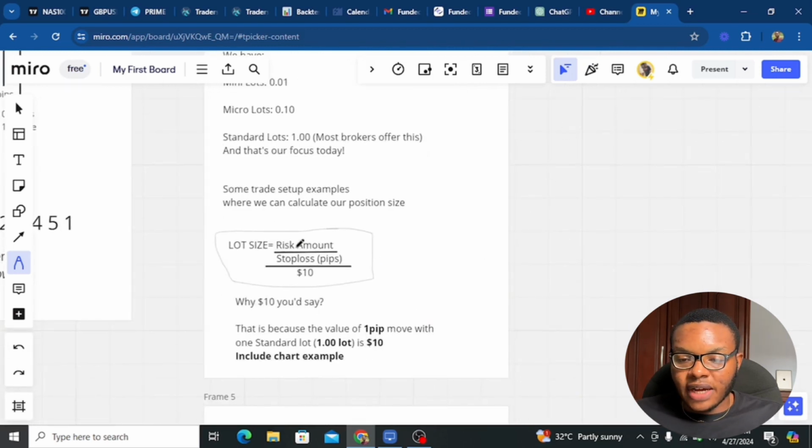So we have risk amount. To get our lot size, the calculation is risk amount divided by our stop loss pips, all divided by $10. Now let's solve that and see what we have. Risk amount is $20, like we stated earlier. And the stop loss pips was 7.3, and all of that is going to be divided by 10.